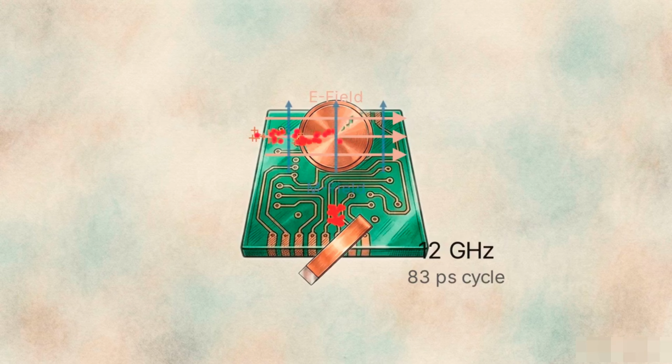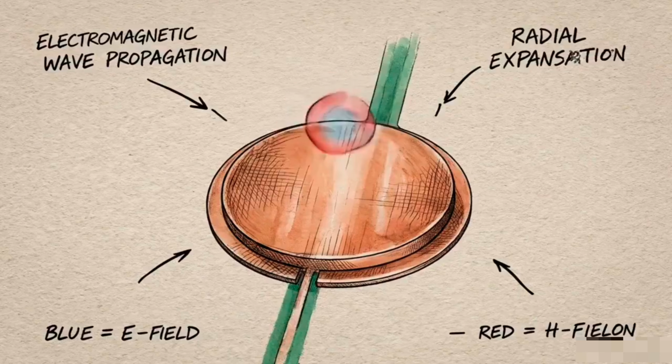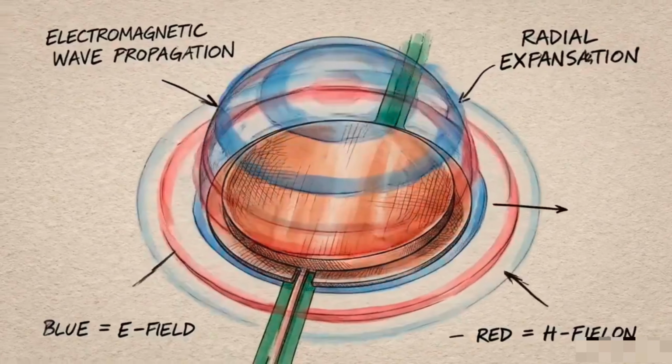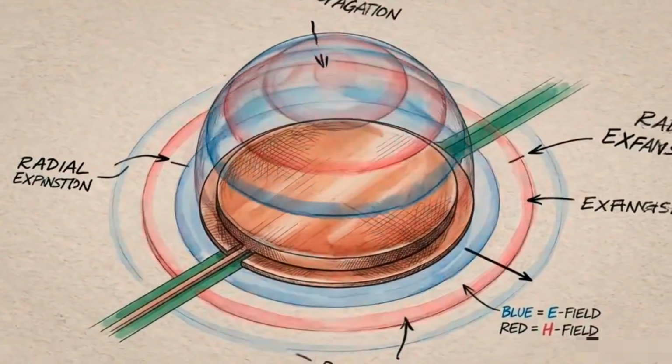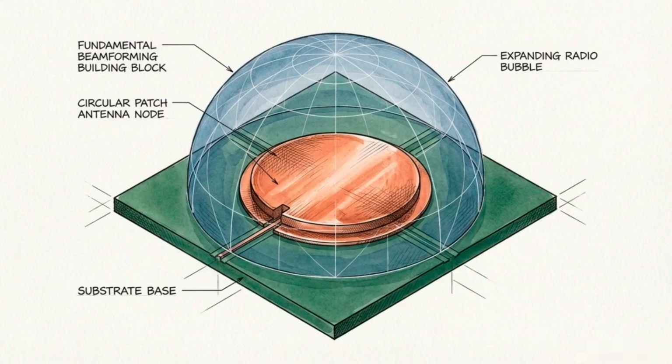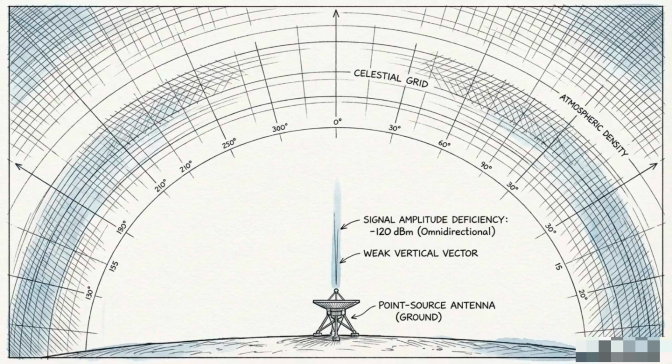At the exact same time, the physical flow of those electrons generates a magnetic field. These magnetic vectors sit perfectly perpendicular to the electric fields. By oscillating these two orthogonal fields billions of times a second, the energy propagates outward into space as an expanding electromagnetic wave. A single stationary copper patch converts high-frequency electrical current into an expanding radio bubble, serving as the foundational building block for beamforming. A single antenna patch yields an omnidirectional signal that is too weak to reach orbit.